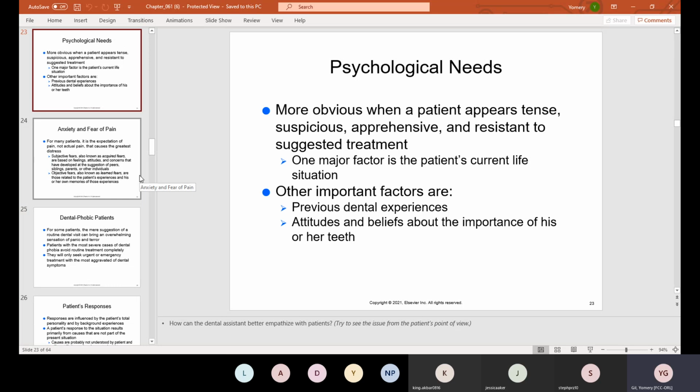Attitudes and beliefs about the importance of his or her teeth. So once you start getting in the field, you're going to hear people say, well, I don't really care about my teeth. It's not important to me. Growing up, my parents never told me that I had to brush my teeth or that I had to floss. So that's stuff that it takes on in their life, and that's how they either go to the dentist or don't go to the dentist, either take care of their teeth or don't take care of their teeth.